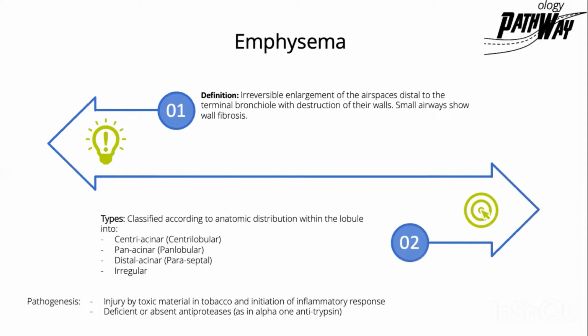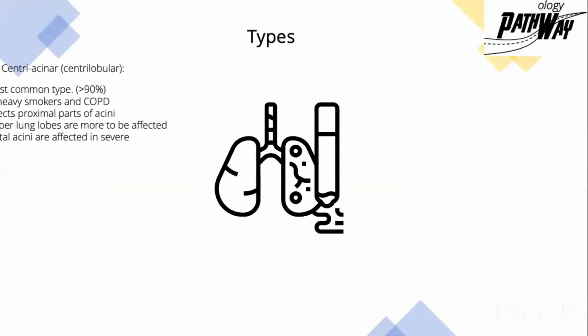The pathogenesis in the main 2 types is either injury by toxic material in tobacco and initiation of inflammatory response, which we will see in the centri-acinar one, or deficient or absent antiproteases as in alpha-1 antitrypsin. So let's go through the types.